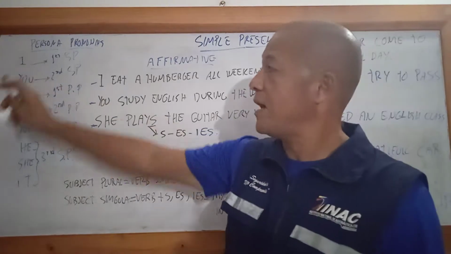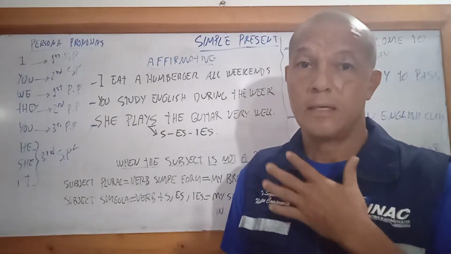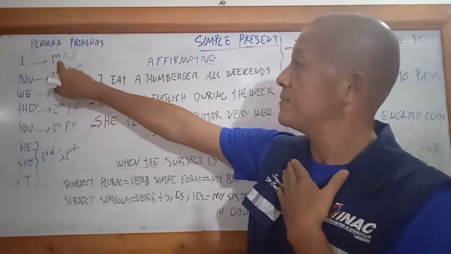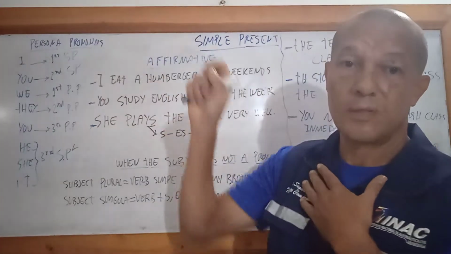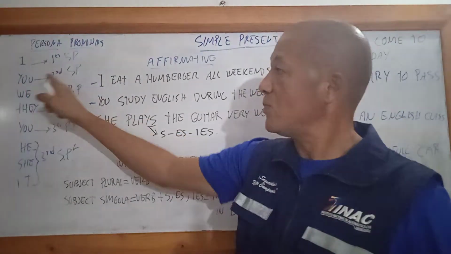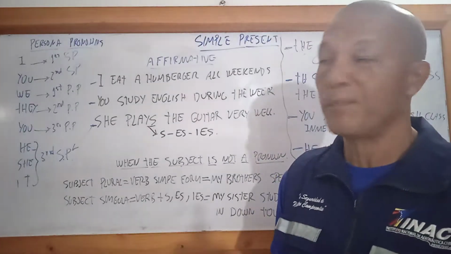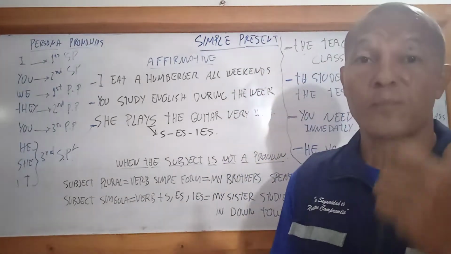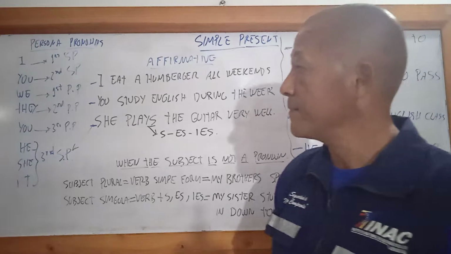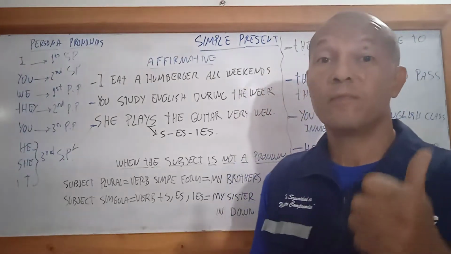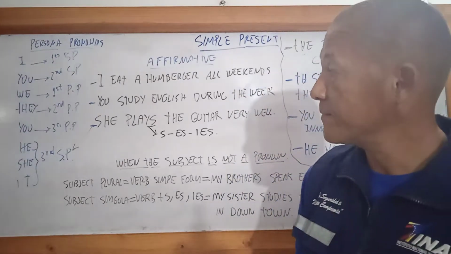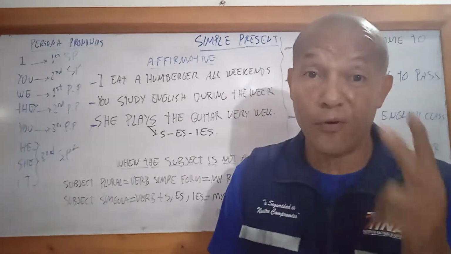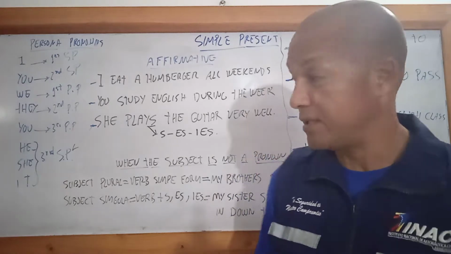First, we have the personal pronoun I. Its function in a sentence, it represents the first singular person in a sentence. You represent the second singular person in a sentence. We represent the first plural person in a sentence. They, the second plural person in a sentence. And the second you, this you, represents the third plural person in a sentence.